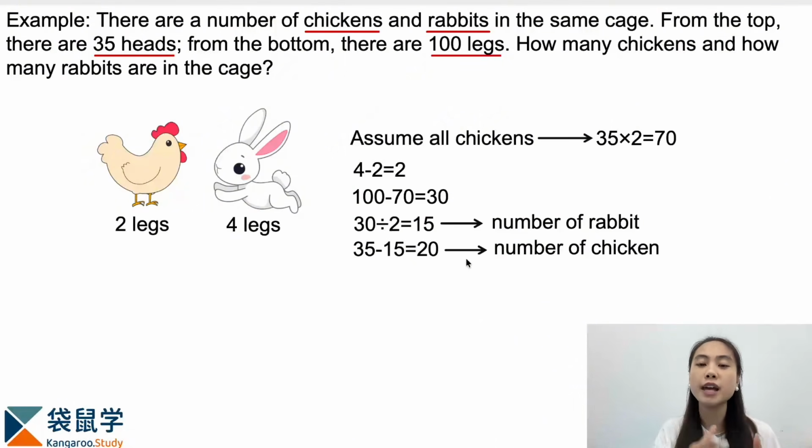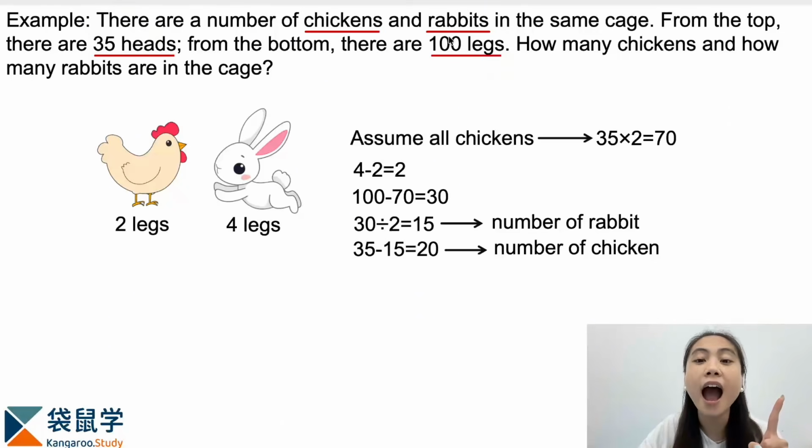And also, you can assume all rabbits, then also use the same method. So, we call this type of question the chicken and rabbit question. And now, let's try to find the features of the chicken and rabbit question together. So class, what does the 35 heads mean here? It means the total heads. So this is the first total value.